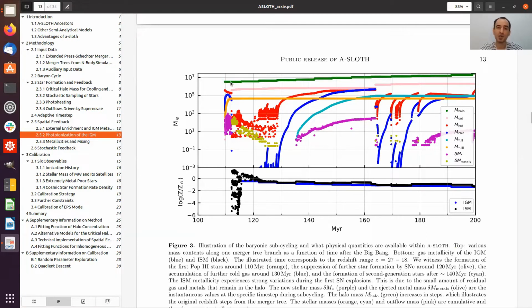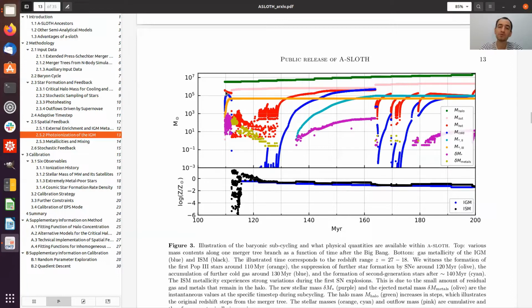The green line here shows the halo mass. And this we have in a resolution of 5 to 10 megayears. So here you see the steps. And this tells us what kind of halo we have and how it grows in mass over time. But the actual job of A-SLOTH is happening down here when we look at the baryonic components and what they are doing over time. So here we're looking at the main branch, so one branch in the merger tree.